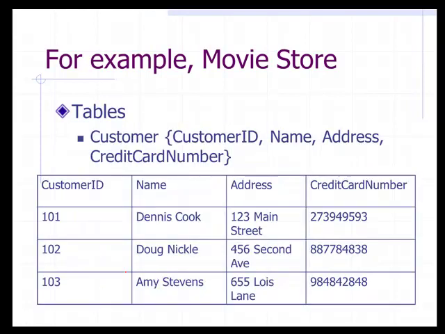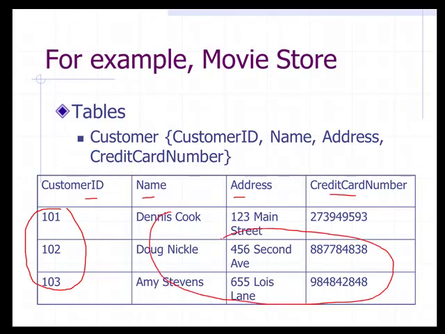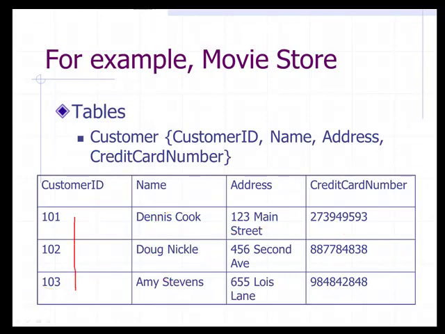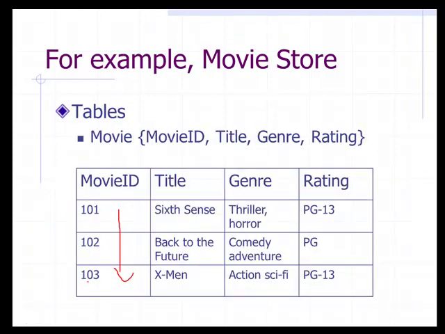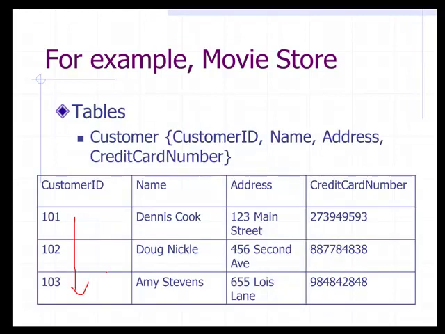The next table is the customer table. We have customer ID, name, address, and credit card number. Here again, the ID numbers need to be unique. The things on this side do not have to be unique. And these ID numbers can be the exact same numbers, for example, as you see over here in the movie ID table, but as long as they're in this table, they're totally different. So in this case, customer 101 is Dennis Cook. You see his address and you see his credit card number.